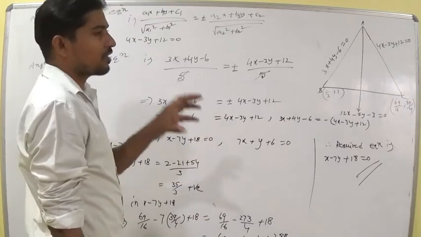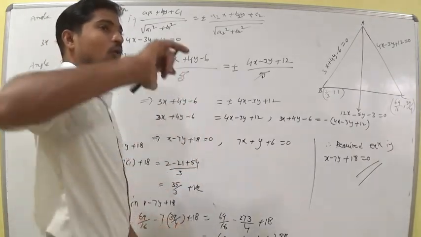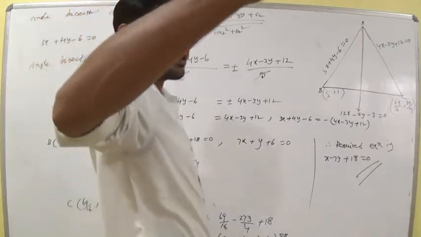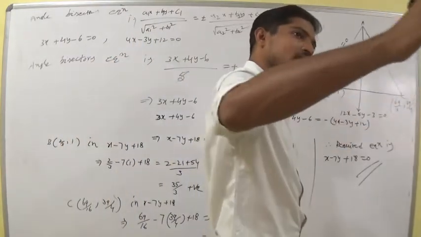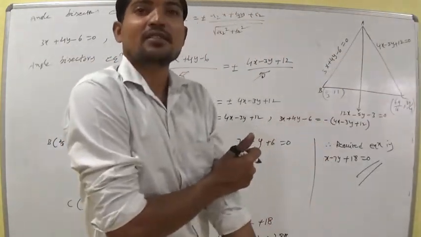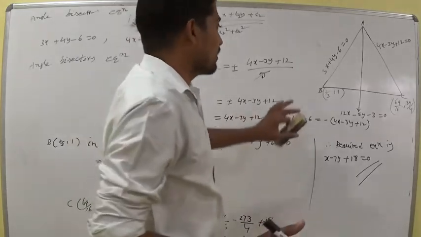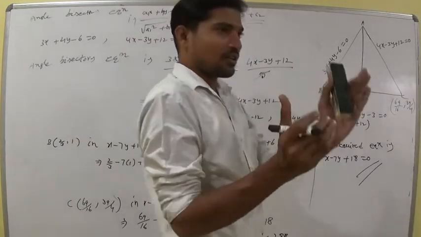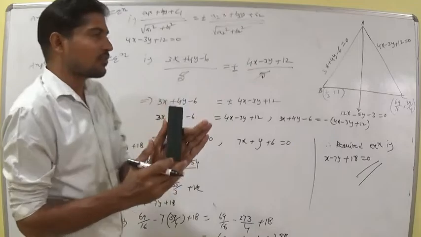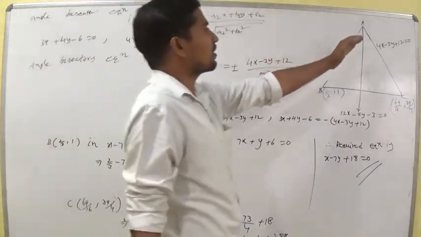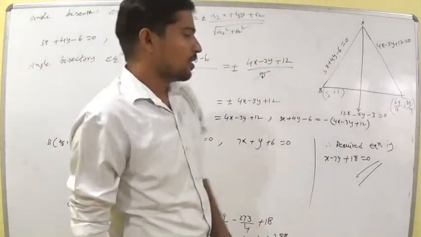It depends on positive and negative. If you substitute the coordinates in that equation, one is positive and the second one is negative, then only we can decide that equation is the angle bisector equation of the given angle. Clear? Next.